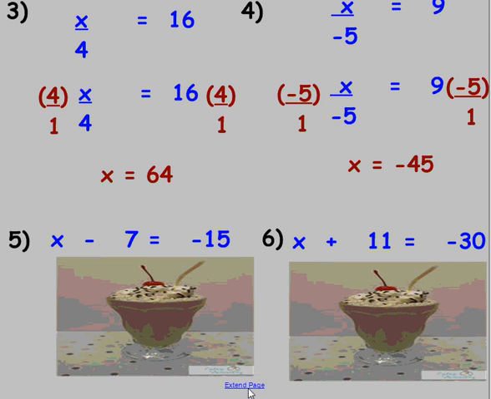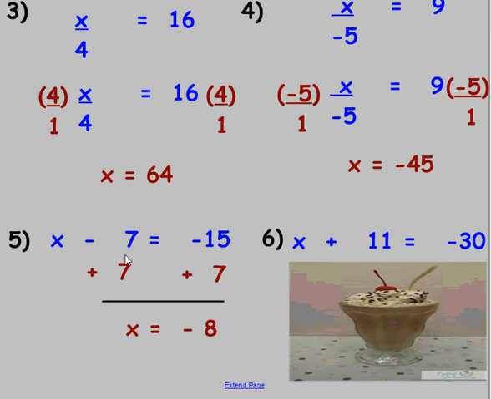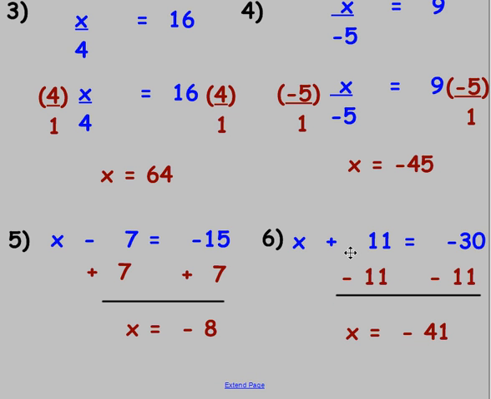The last two, we have a -7. So the opposite of that is +7. We've got to balance both sides to isolate the variable. And we get x equals -8. The last one, this is +11. So the opposite is -11. We do that to both sides. We get a -41. And if you take a moment to go -41 plus 11, you should get a -30.